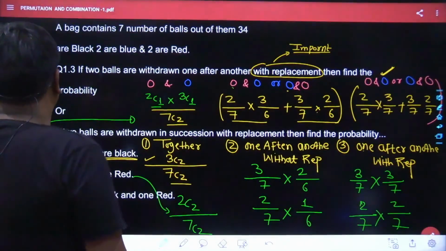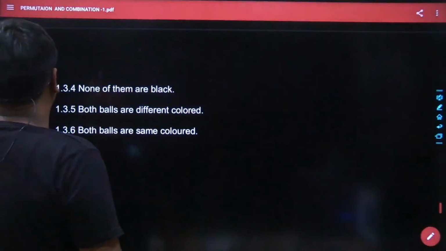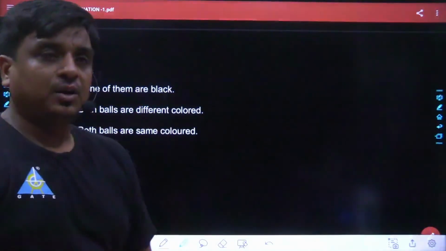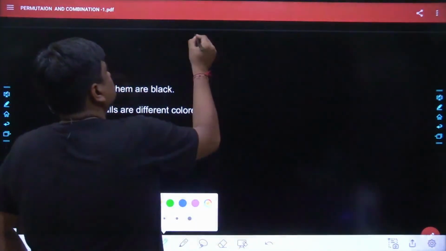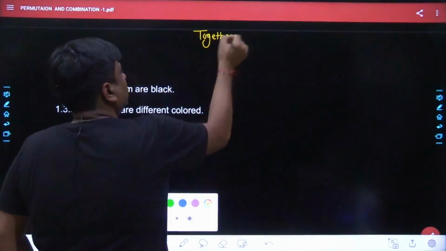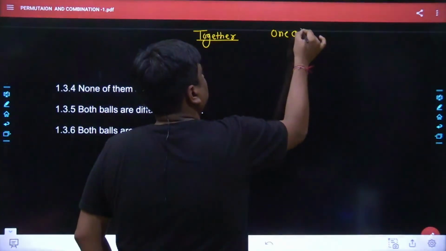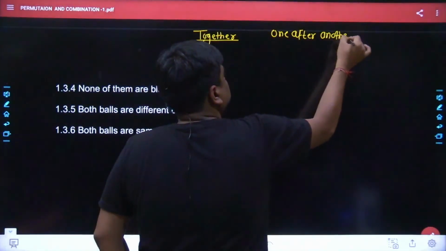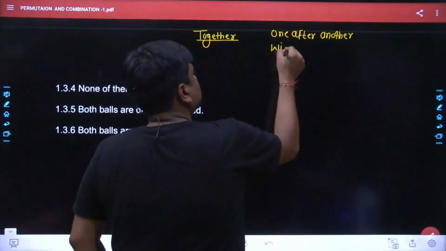Okay then. Let me move into the next question. None of them are black. Here also we have the three different categories together. The two balls which are being taken out are taken together, one after another. No replacement is made, discarded, without replacement.